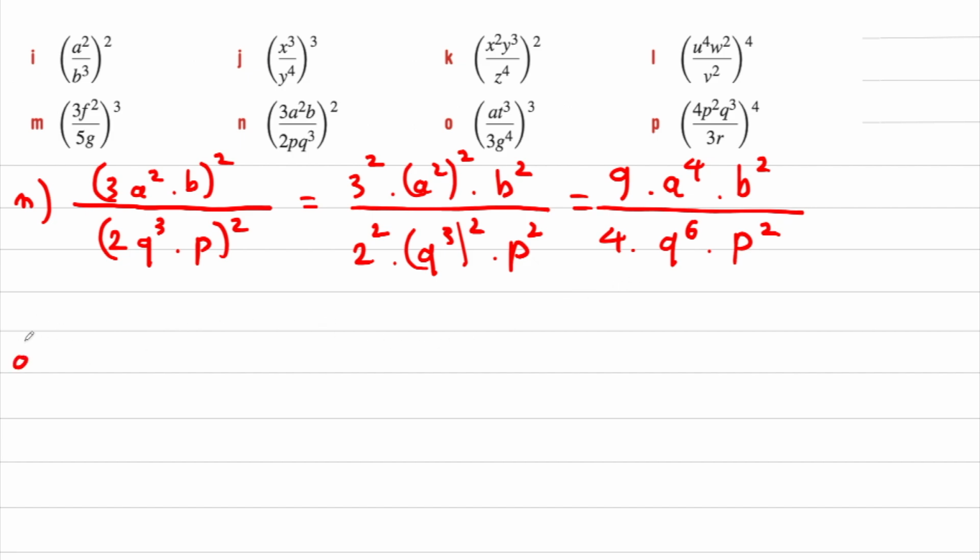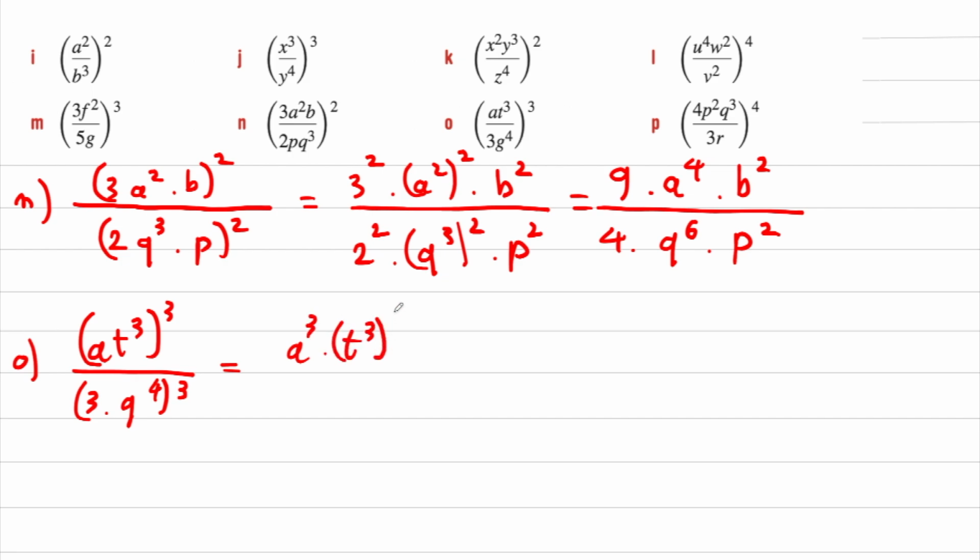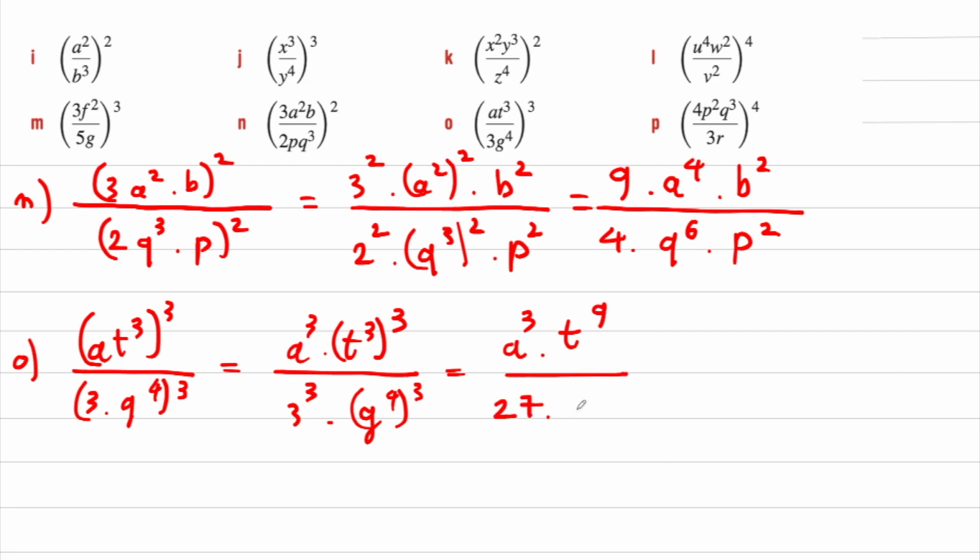Yes. Question O. a, t cubed, and squared. 3g to the 4 inside the bracket, cubed. a cubed first and t cubed. You have to write down bracket 3 cubed, g to the 4 times 3, and a cubed. 3 to the power of 3 is 27, g to the power of 12. Oh yes, that's it.